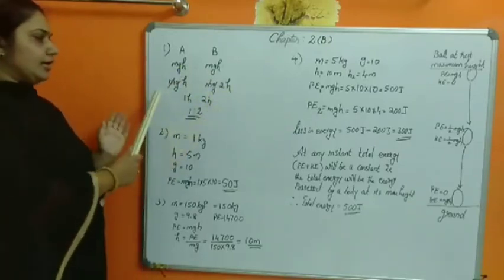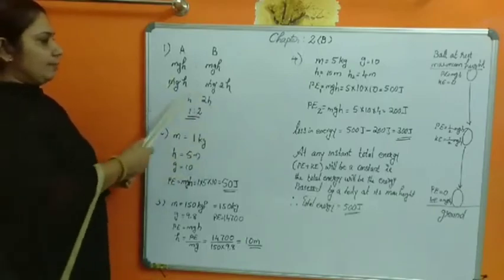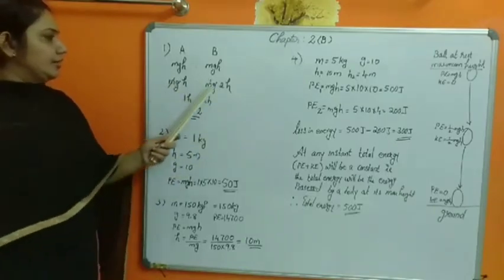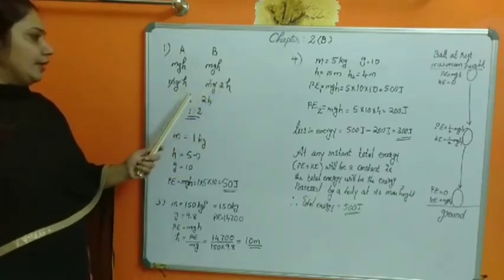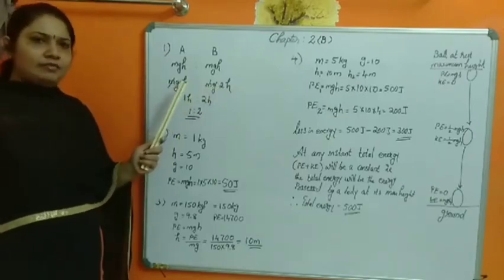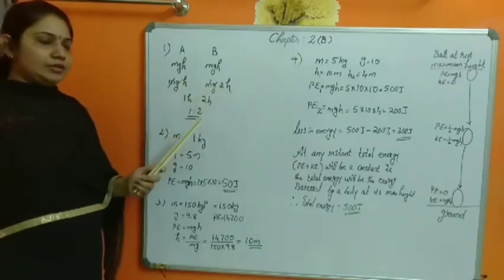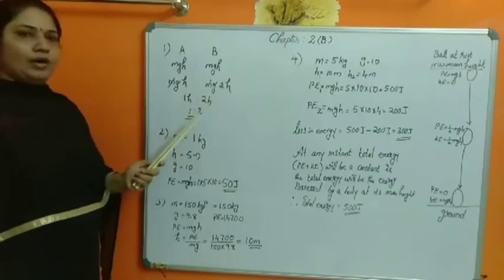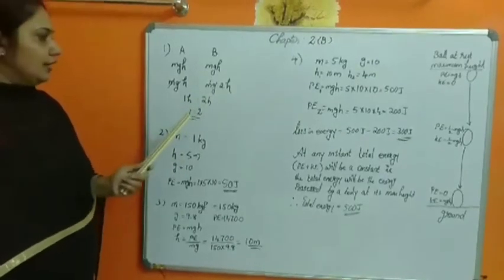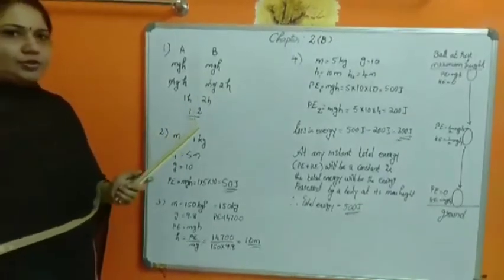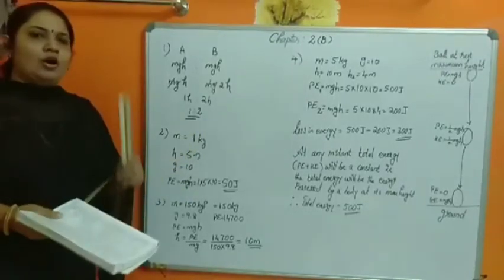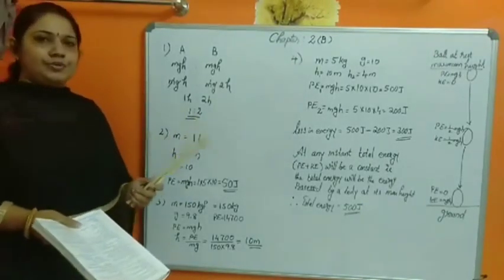Now you know to cancel. LHS is equal to RHS. m and m get cancelled. g and g get cancelled. Now the remaining is 1h to 2h. Now we got the ratio, it is 1:2. So the ratio of gravitational potential energy of the two bodies is 1:2.